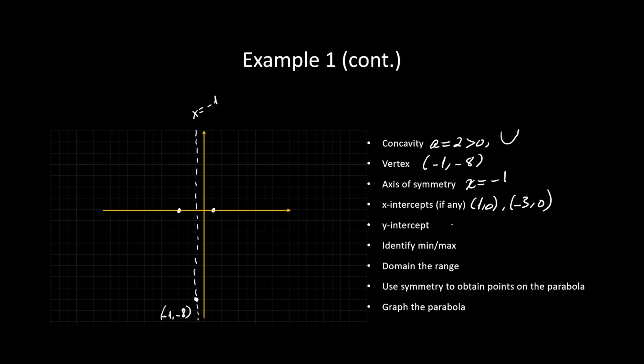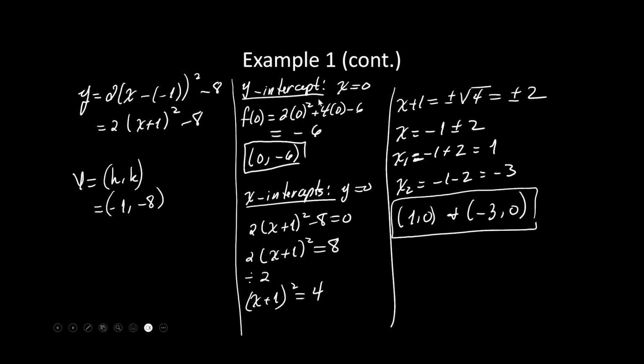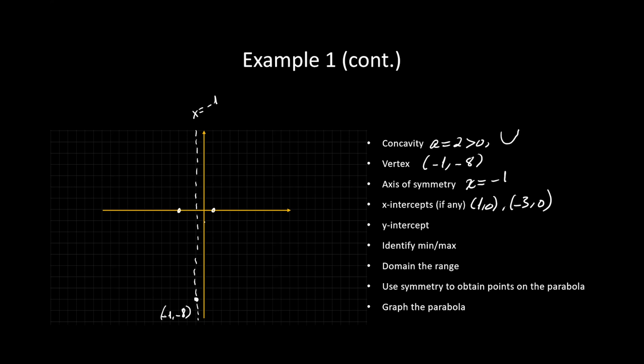Y-intercept. Y-intercept was negative 6, right? So 1, 2, 3, 4, 5, 6, right here. This is (0, negative 6), the y-intercept. Now, here's the vertex. The parabola is going to open up. So what does that make the vertex? That makes the vertex the min. So we have a minimum on the parabola. We don't have a maximum, but we have a minimum because it keeps going up to infinity.